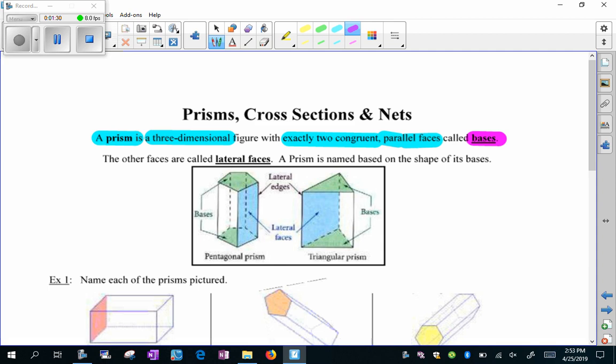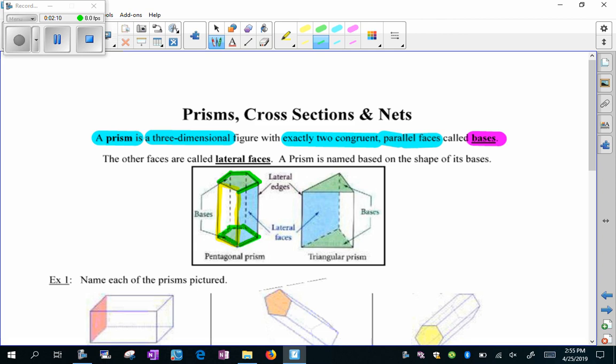The other faces of the prism are called lateral faces. That's important because those lateral faces are rectangles. So I'm highlighting here the lateral face, that's a rectangle. And then we see for our pentagonal prism that the base is a pentagon, and that base is parallel to the other one, the other pentagon. Sorry about that, there's a highlighter.